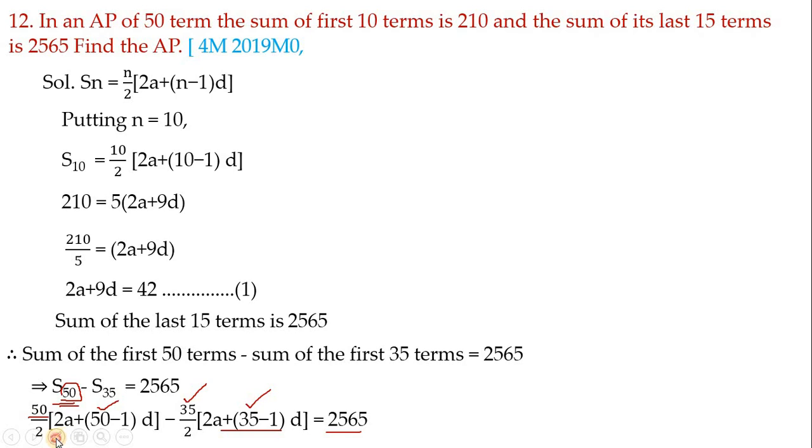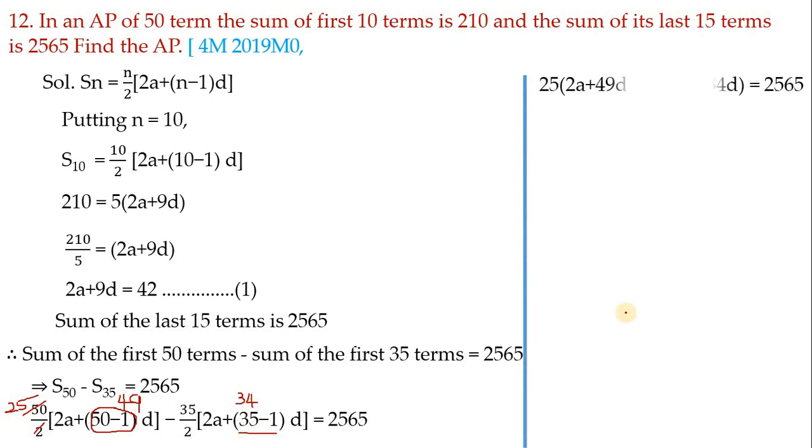Now let us simplify this, children. Look at here, 2 ones are 2 and 2 twenty-fives are 50, and 50 minus 1 gives us 49. And here 2 and 35 cannot be cancelled. So 35 minus 1 we can write as 34. So now write all these things here.